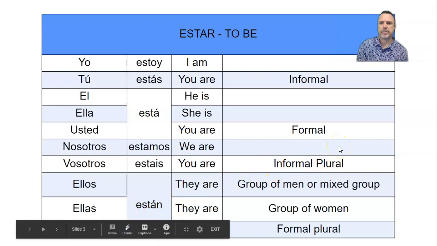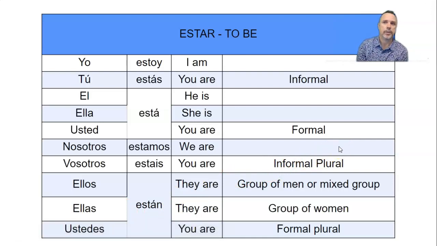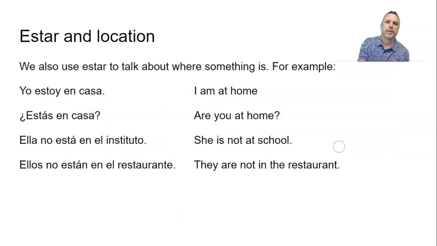All right, so moving along. This is one that you need to try and remember. You've got to remember those different conjugations because estar is an important verb. You'll be using it a lot. So estar and location. So this is the verb that we use when we talk about where something is.